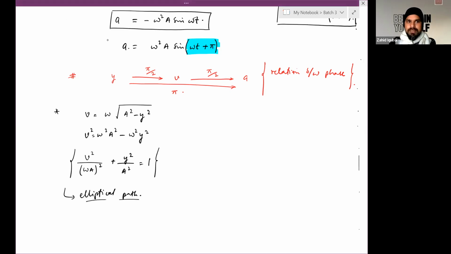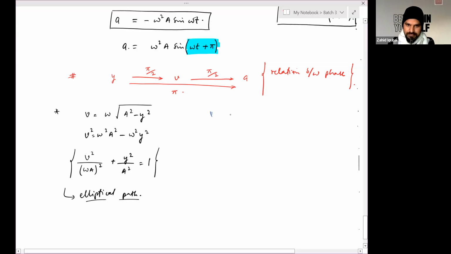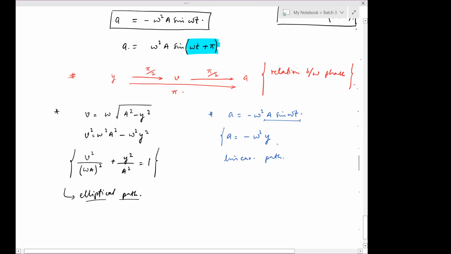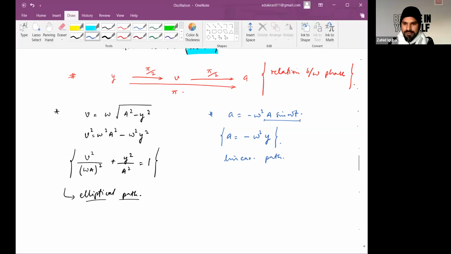Similarly, for acceleration and displacement, we have a equals minus omega squared a times sine omega t. This is nothing but y, so it will be minus omega square y. So the graph related to this part will be linear, or the path related to this part will be linear. Abhinav, is it clear? Yes, sir.